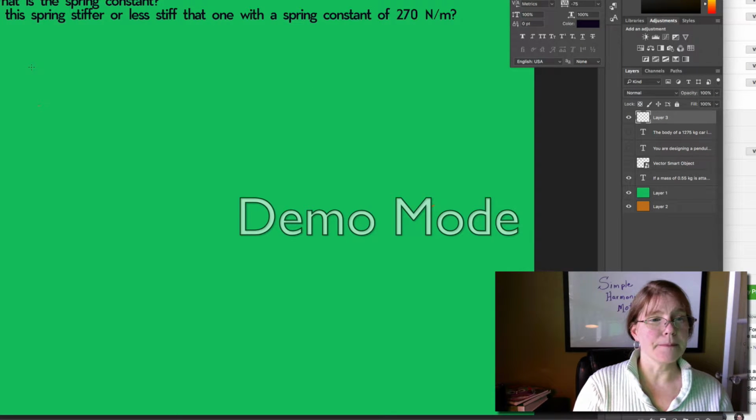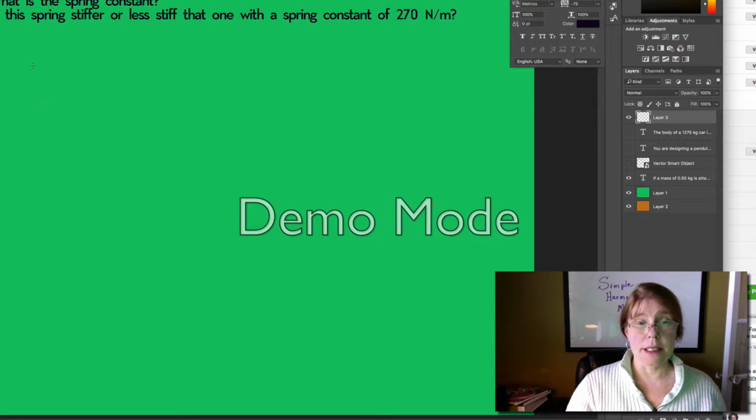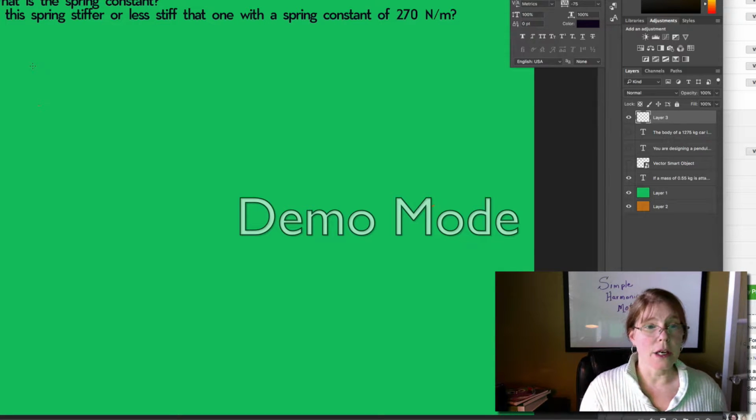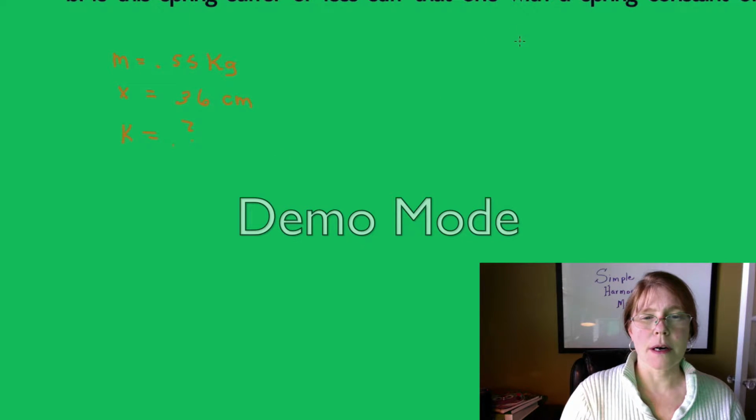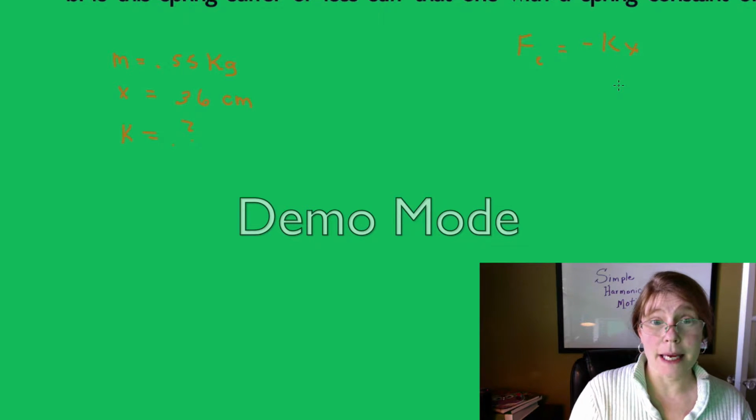So going back to our screen, let's go ahead and, as always, start out by writing down what we know. We know that the mass is equal to 0.55 kilograms. And we know that the spring stretches a distance of 36 centimeters from its original equilibrium position. And we know that we want to find K. Now remember, our formula says that elastic force is equal to negative kx. Do we have what we need to solve this problem yet?